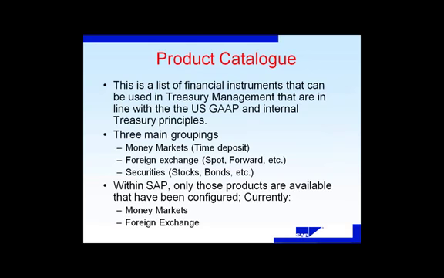So in treasury, you have a product catalog. The product catalog consists of money market, foreign exchange, securities, as well as interest rate swaps. Within the product catalog, within the groupings, you have product types. Within the product types, you have flow types, and also you have transaction types.